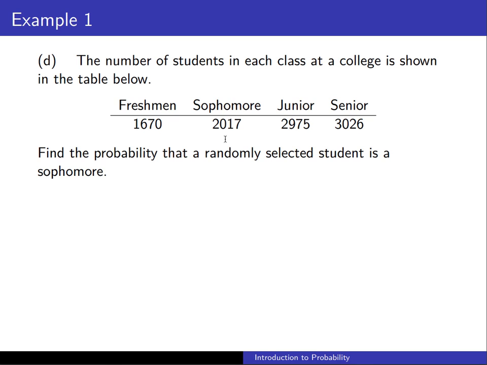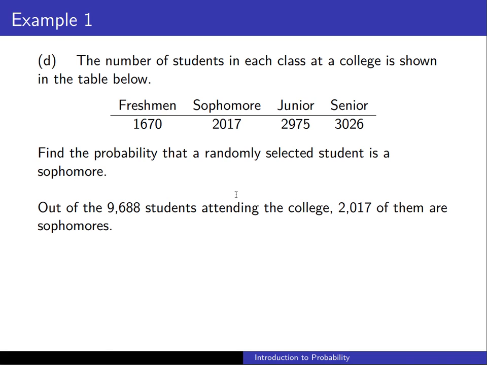So we need to know how many total students there are in this college. It's one thing we're not told. So if we add up all these class sizes here, we get 9,688 students attending the college. Well, out of those 9,688 students, 2,017 of them are sophomores. So our probability is 2,017 out of 9,688, which is not going to be able to be reduced. This is actually as lowest terms as we can get. So roughly a little bit more than 20% of the students at the school are sophomores.